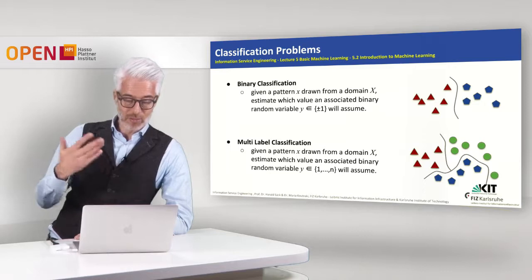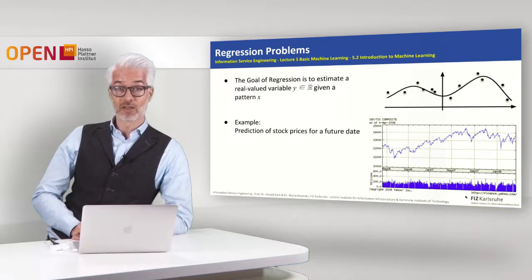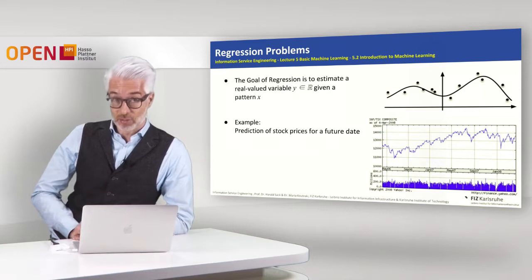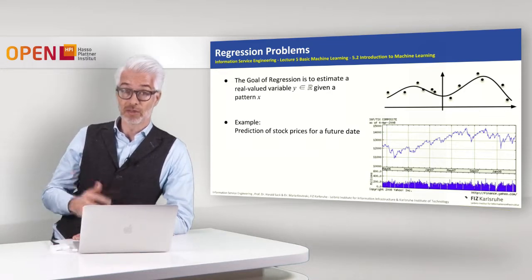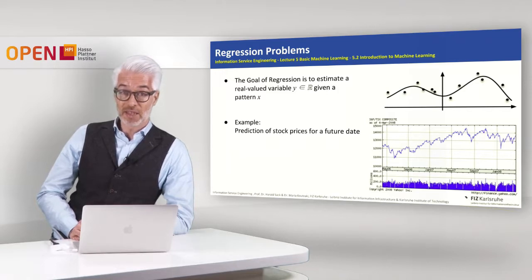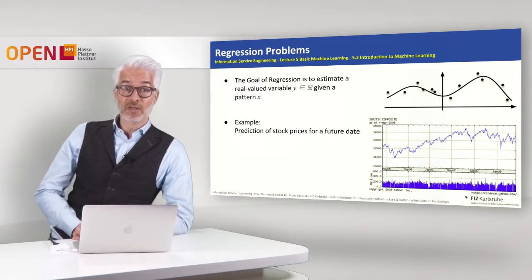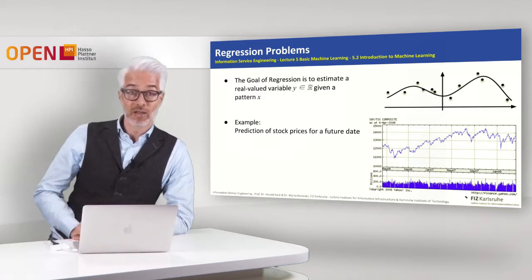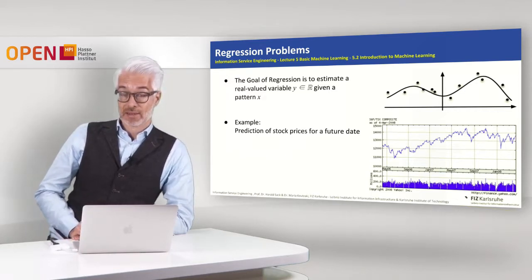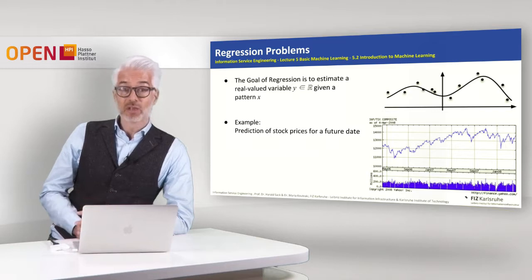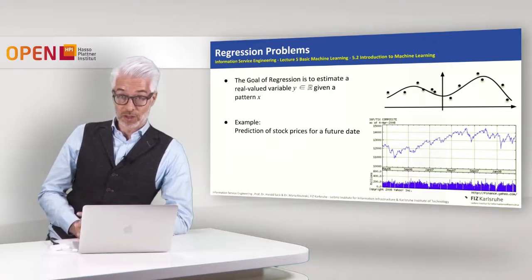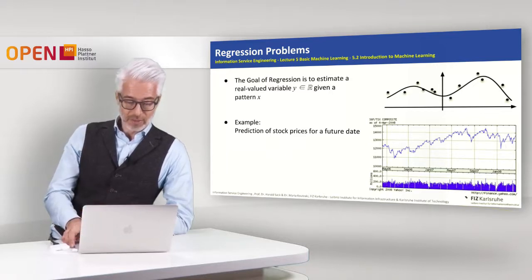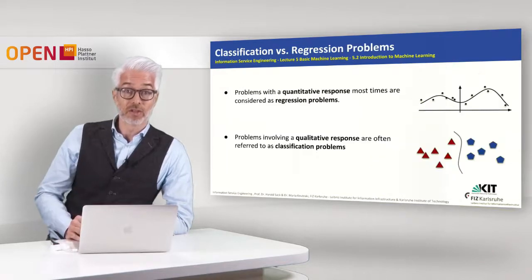So we distinguish between binary and multi-label classification. And then there is a specific class of problems, regression problems. There, this variable is a real value variable. So the goal of regression usually is to estimate a real valued variable Y from R given a specific pattern X. This is a rather prominent example which can be used, for example, for the prediction of stock prices for a future date. There you usually use something like linear regression.